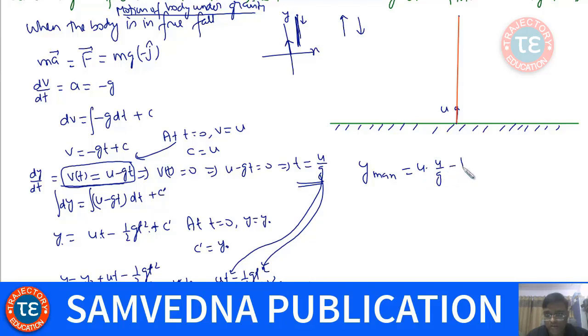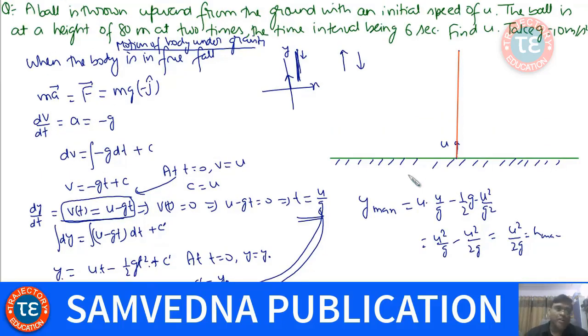Y max would be u into u by g, and this would be, so that is what, u square by g. So that is your h max, right? Okay, so just remember this.